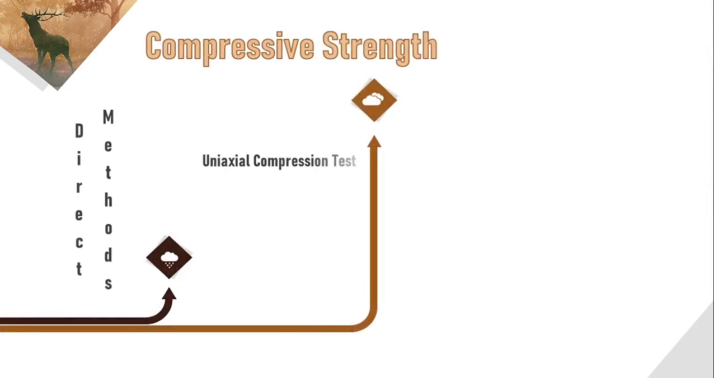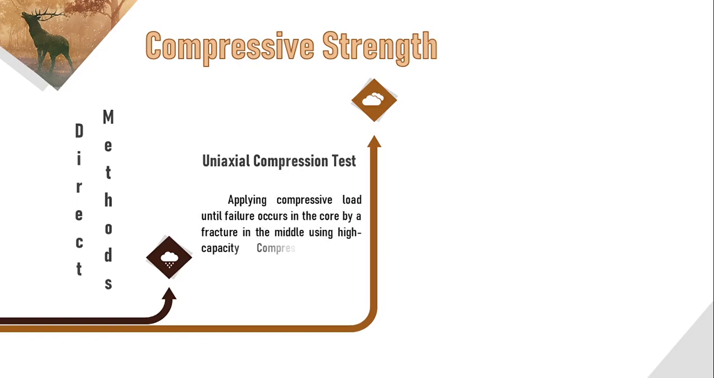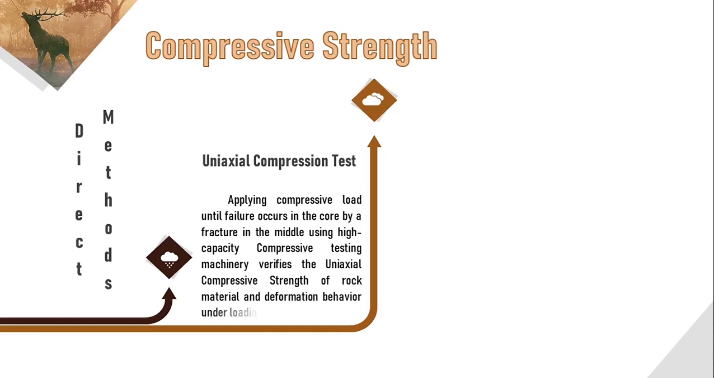Uniaxial compression test. Applying compressive load until failure occurs in the core by a fracture in the middle, using high-capacity compressive testing machinery, verifies the uniaxial compressive strength of rock material and deformation behavior under loading.